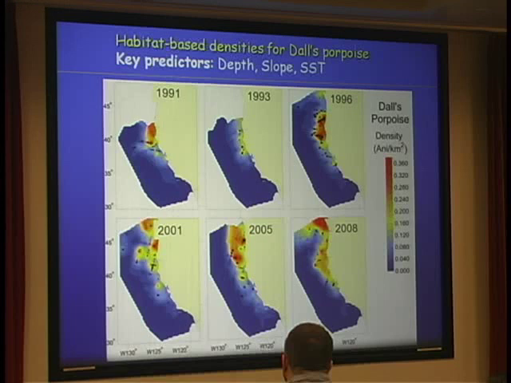Dall's porpoise is one of my favorite because you can do a pretty good job explaining where you're going to see them using just depth, slope, and sea surface temperature. And again, these are the predicted density maps for all the different years of Dall's porpoise. And if you, again, compare '93 and '96, you see dramatic differences in total numbers and distribution, similarly 2005. So we've captured some of that variation.